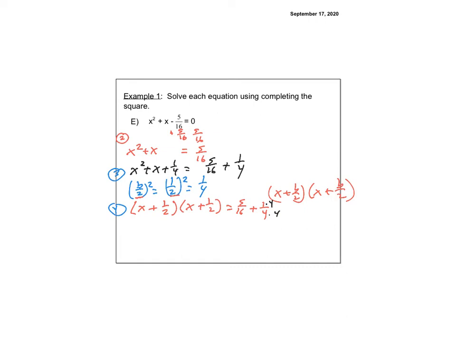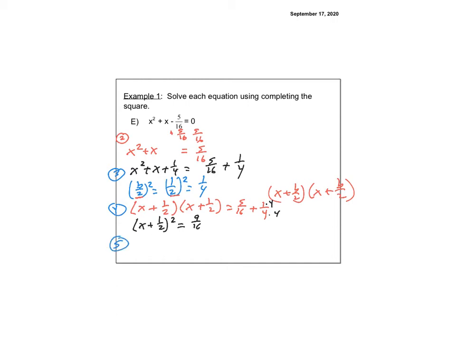So I'm going to put together the left-hand side there is x plus 1/2 squared. And then the right-hand side there is 5/16 plus 4/16 gives us 9/16. You add the numerators together and write down the common denominator.